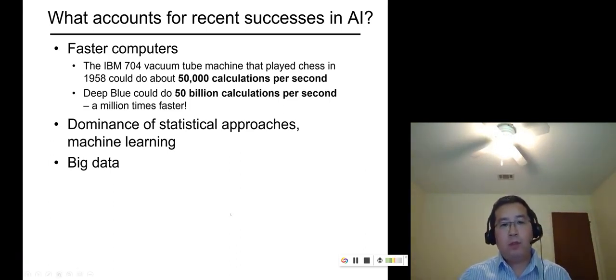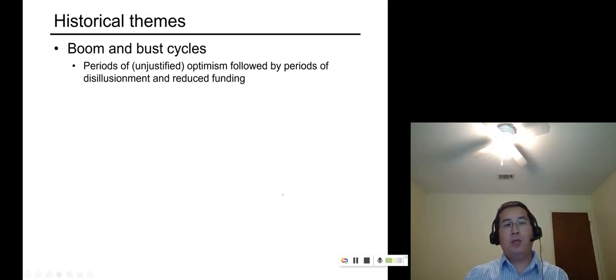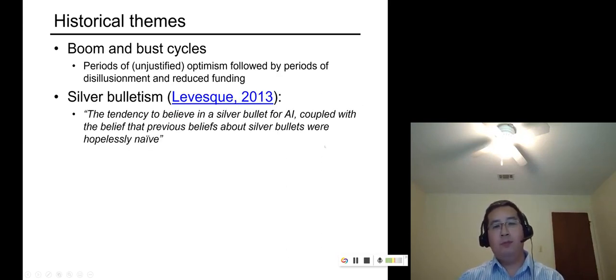So next one, we have crowdsourcing. So that means a lot of people invest, a lot of people contribute, and then we have a breakthrough on this one as well. So next one, we talk about historic lessons. We found that it always has this pattern, boom and bust, okay, going up, going down. Periods of unjustified optimism, followed by periods of disillusionment and reduced funding. And then we also have this silver bulletism.